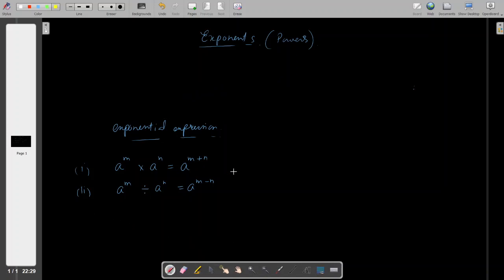Now again, we can write something here. a to the power m is equal to 1 by a to the power minus m, or you can simply put it like this: a to the power minus m is equal to 1 by a to the power m. Okay. Now, one more thing.